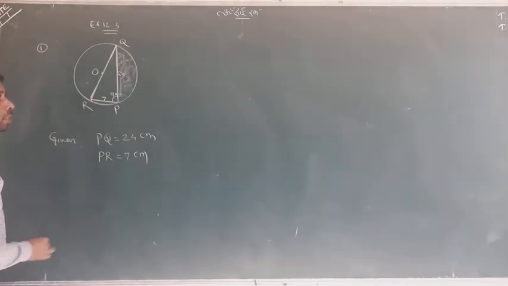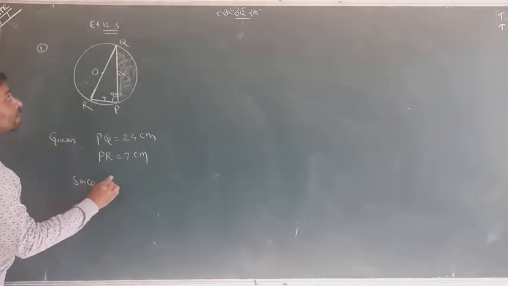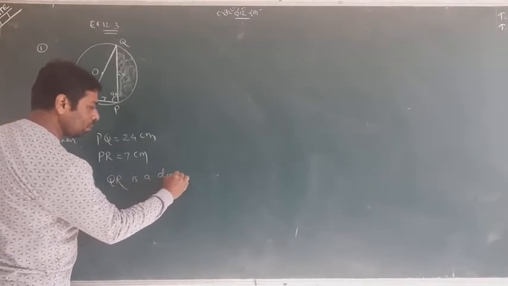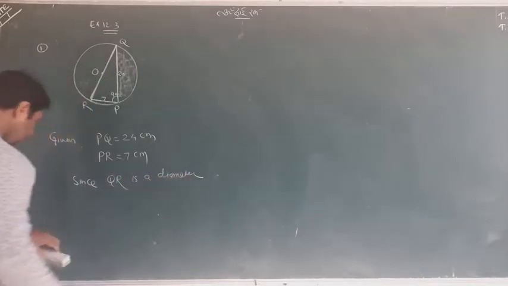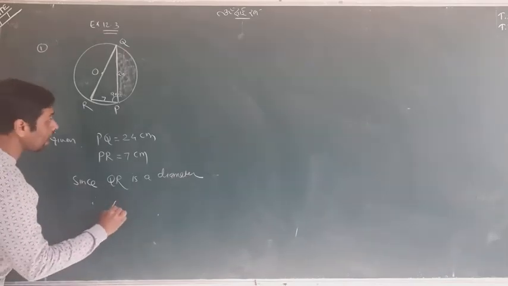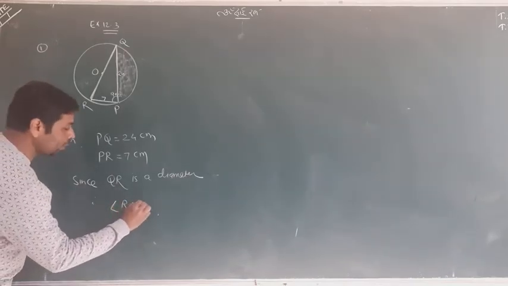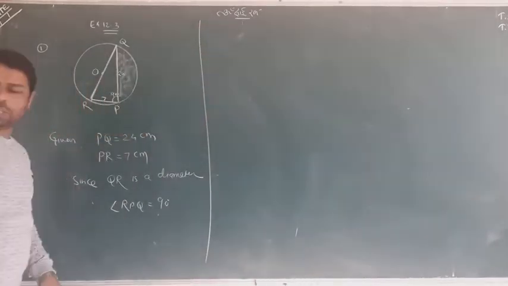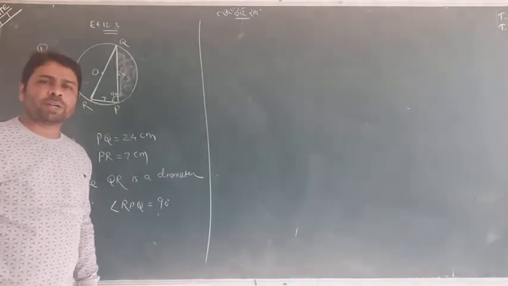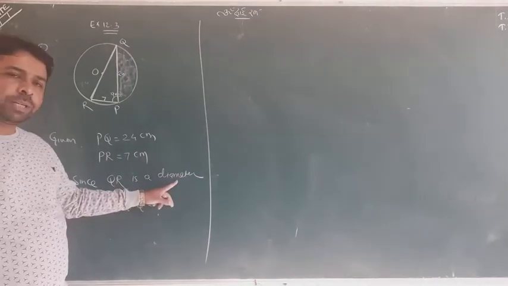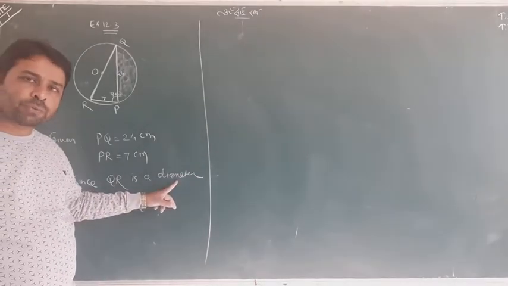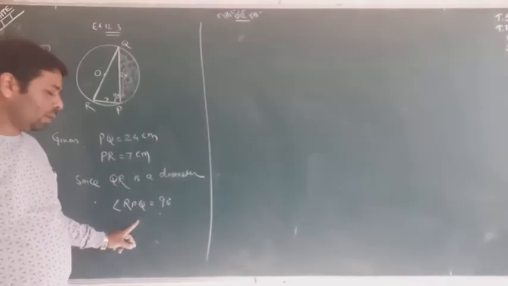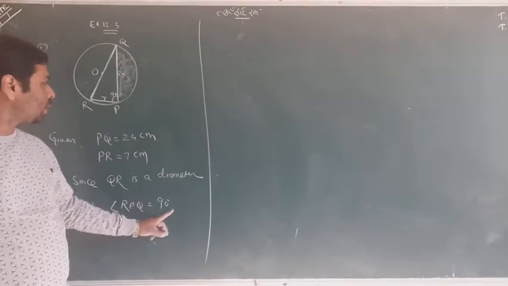I would write something here. Since QR is a diameter, angle RPQ definitely will be 90 degrees. We need not specifically specify anywhere why it is 90. Diameter is the only sufficient word. If QR is a diameter, this angle of a semicircle is 90 degrees, so RPQ is 90.